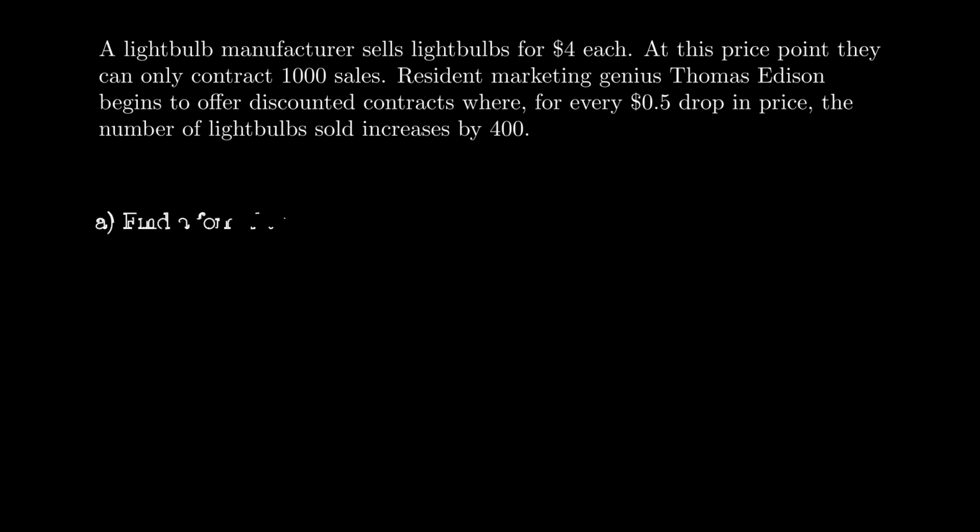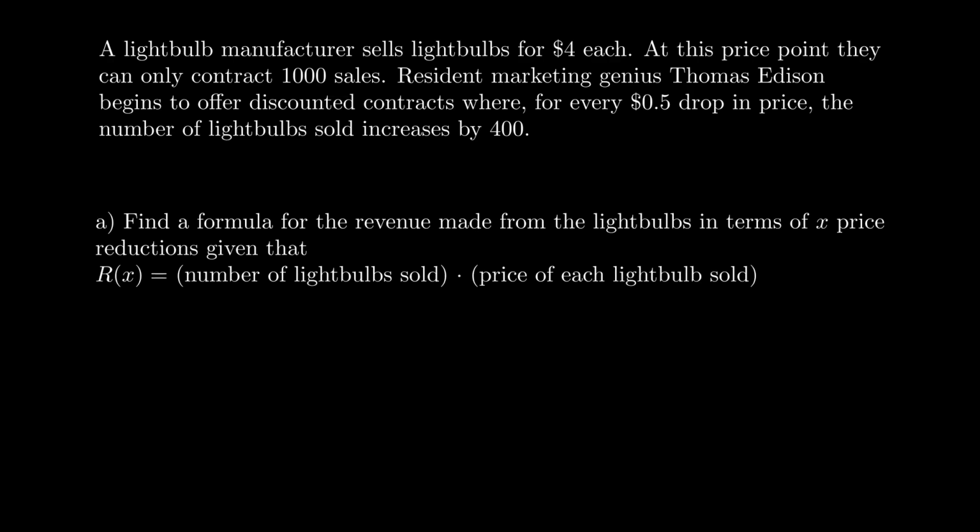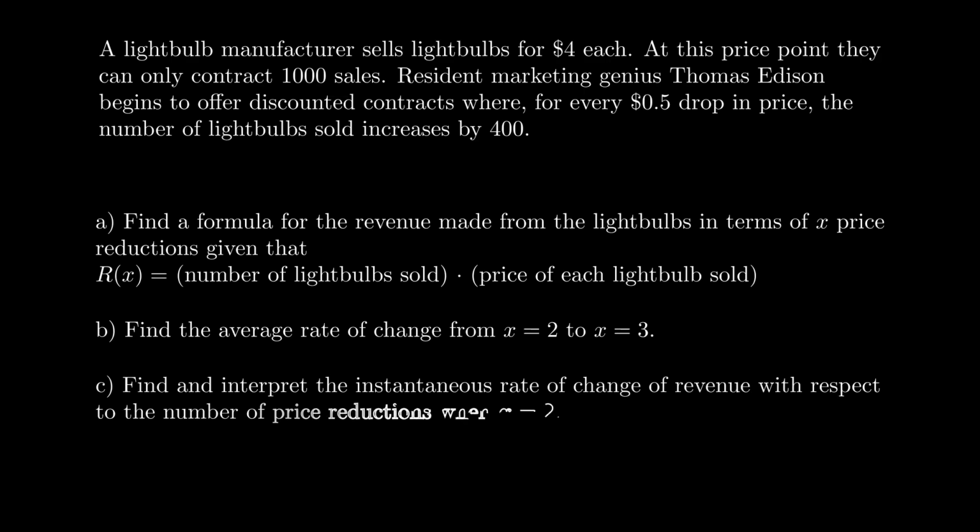Part A. Find the formula for the revenue made from the light bulbs in terms of x price reductions, given that R of x is equal to the number of light bulbs sold multiplied by the price of each light bulb sold. Part B asks us to find the average rate of change from x equals 2 to x equals 3, and Part C asks us to find and interpret the instantaneous rate of change of revenue with respect to the number of price reductions when x is equal to 2.